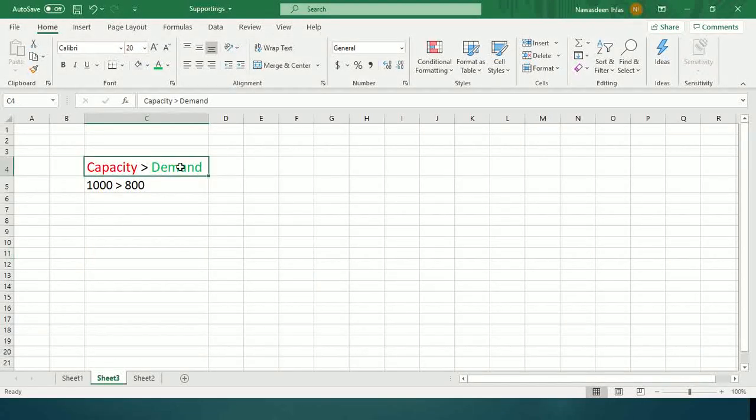So now we are going to talk about demand. දැන් අපි කතා කරන්නේ demand එක ගැන. So how are we going to manage our demand? In this scenario you can see capacity is 1000, demand is 800. To match these two, what do we want to do? Now we are not changing any.